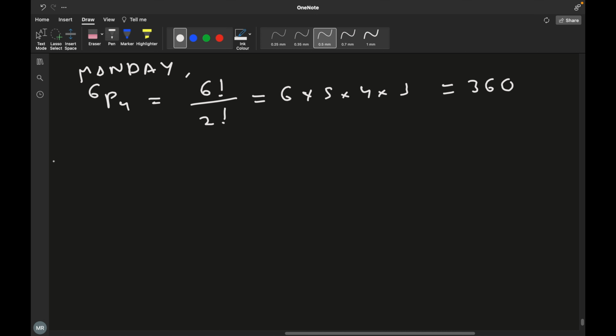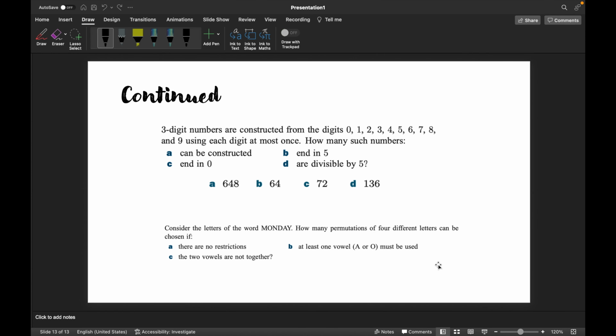And we have to find the number of ways in which it uses at least one vowel. So it's going to be the total number of ways minus the number of ways in which they're not there at all. So it's going to be 4 factorial, which is 360 minus 24, which is 336.